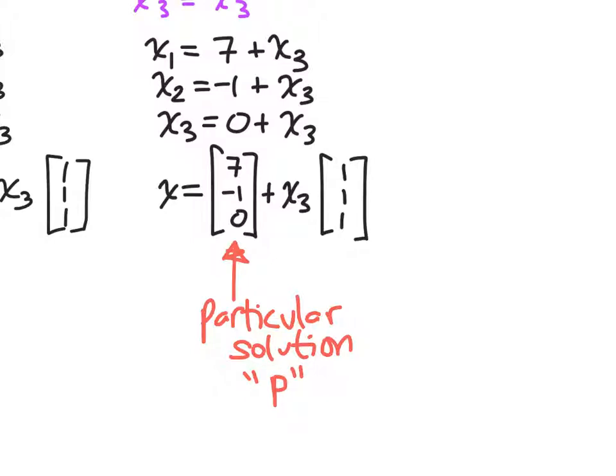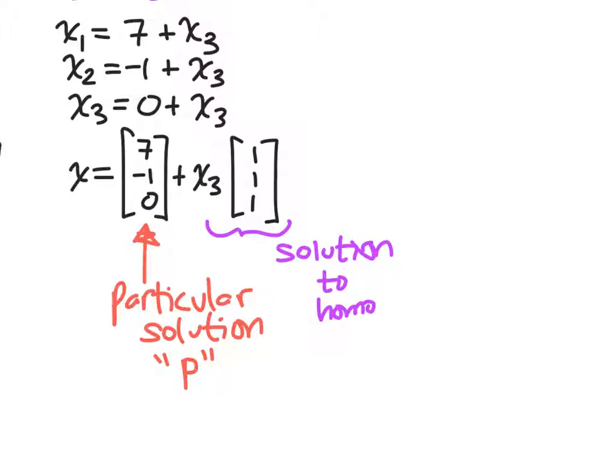And then this part here takes, like I said, a different form. It's the solution to the homogeneous system. And we call it V sub F. Well, V sub F. Jeez.